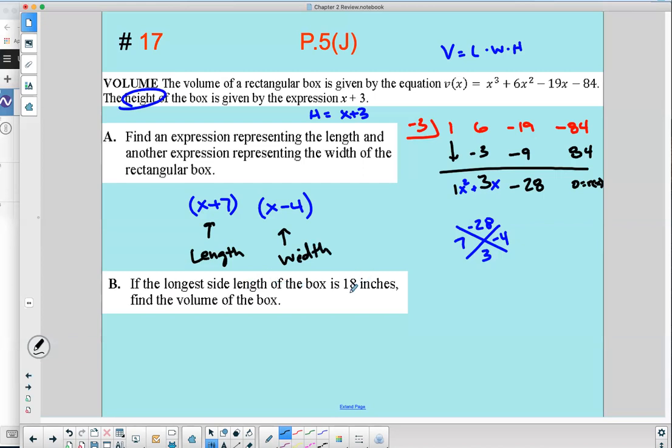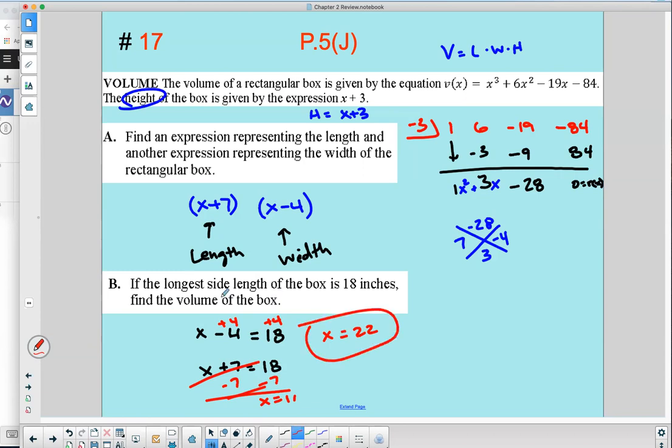If the longest side is supposed to be 18, find the volume of the box. The way you solve it is you set these up and say if the longest side is supposed to be 18, it's either x minus 4 equals 18 or x plus 7 equals 18. You would see which one mathematically gives you a bigger value. It's not this one because that gives you x of 11. Whereas if you had it this way and you solve this, you'd have x equals 22. So we're not going to use that one. We're going to say x equals 22. If that's the longest side, find the volume. If you type this in the calculator, just put in 22 next.